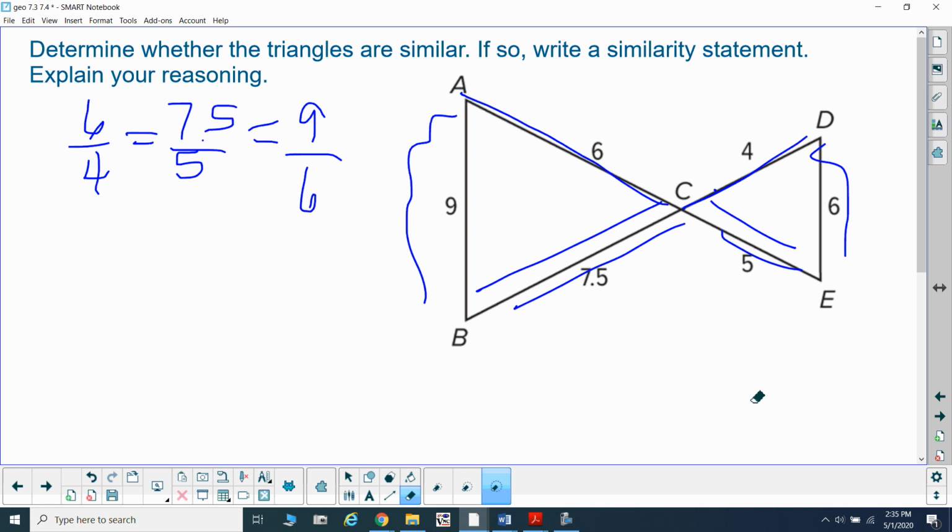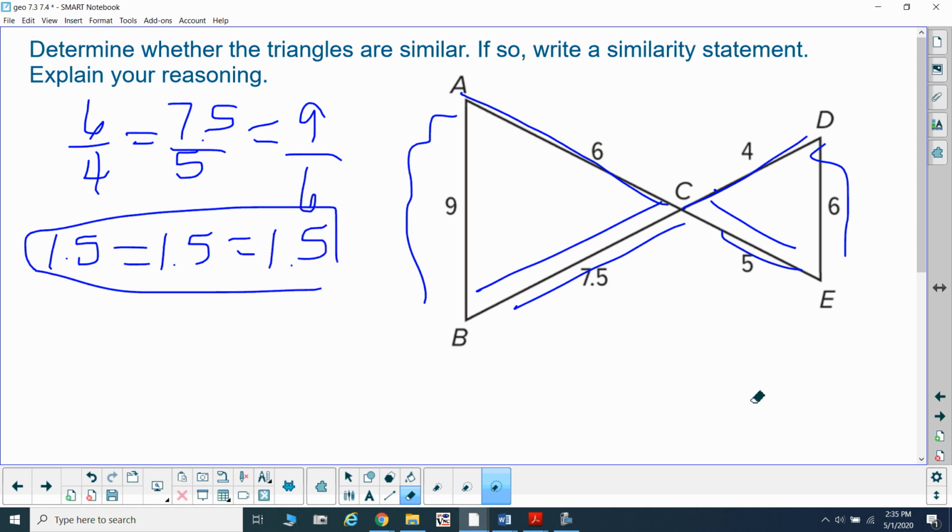You could do cross products again, or I can just reduce my fractions. If I do, I get 1.5 for 6 divided by 4. If I do 7.5 divided by 5, it also is 1.5. Do we do 9 divided by 6? Hey, look at that. It's also 1.5. Since these are all the same, I know that these two are similar. The reason I would be using is side similarity.